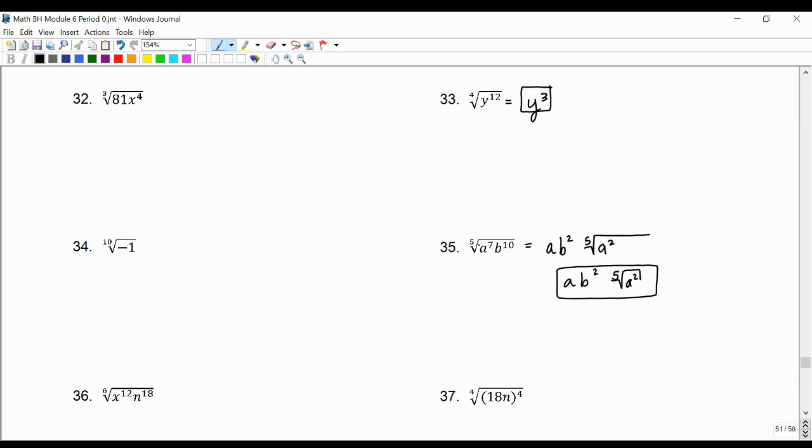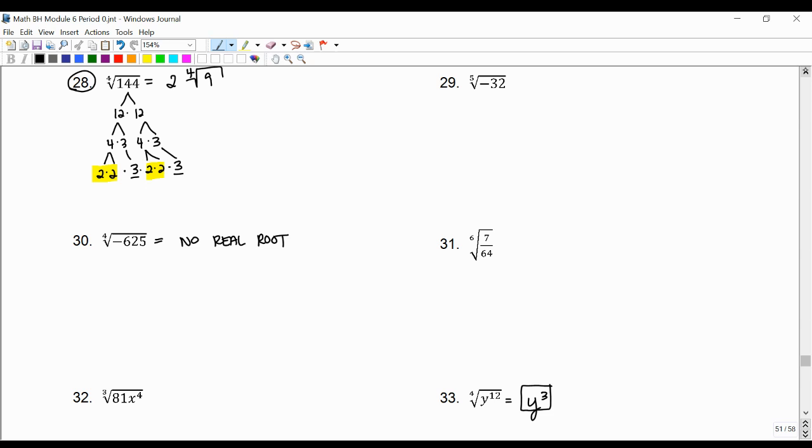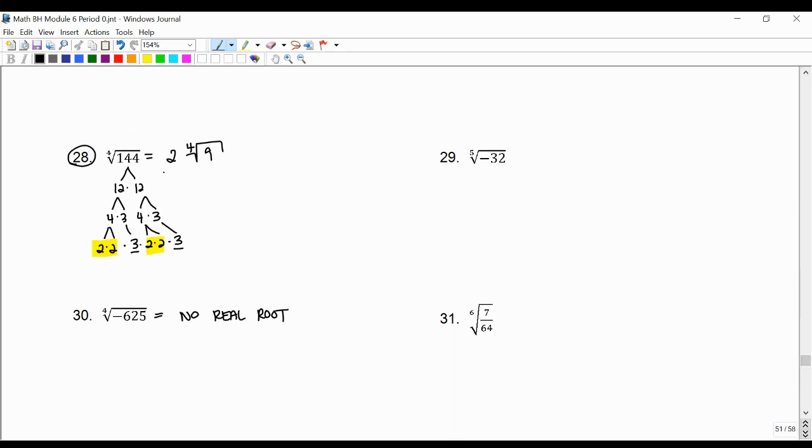So there's some suggestions: trying to use this trick with variable exponents, trying to identify any that have no real root, and then for other ones, just breaking it down and looking for the four of a kind in this case that you're looking for, and putting everything back together with your index in your final answer.